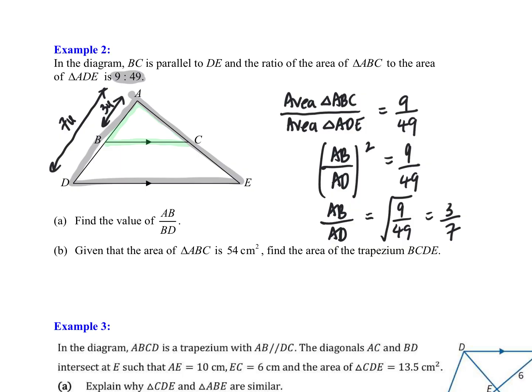So if I want the ratio between AB and BD, what should it be? 3:4. Okay, so you just need to take out the proportion and compare them.